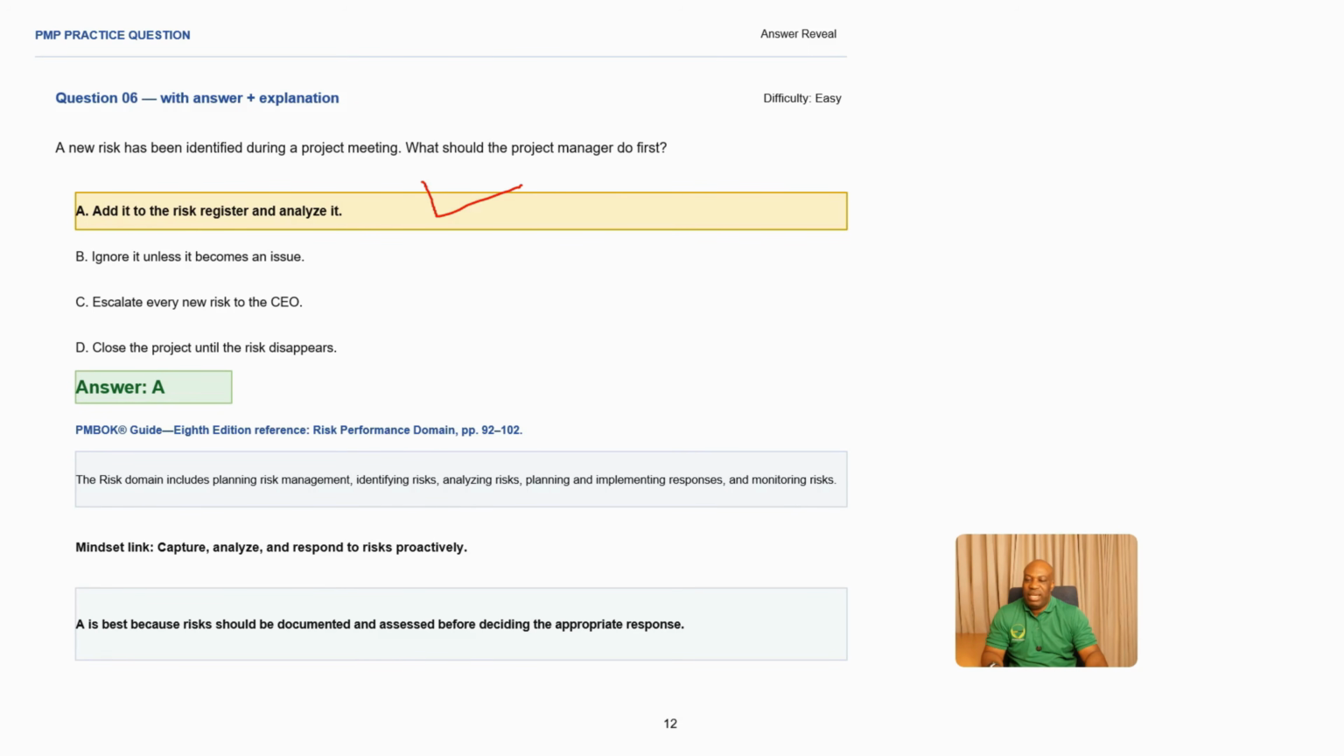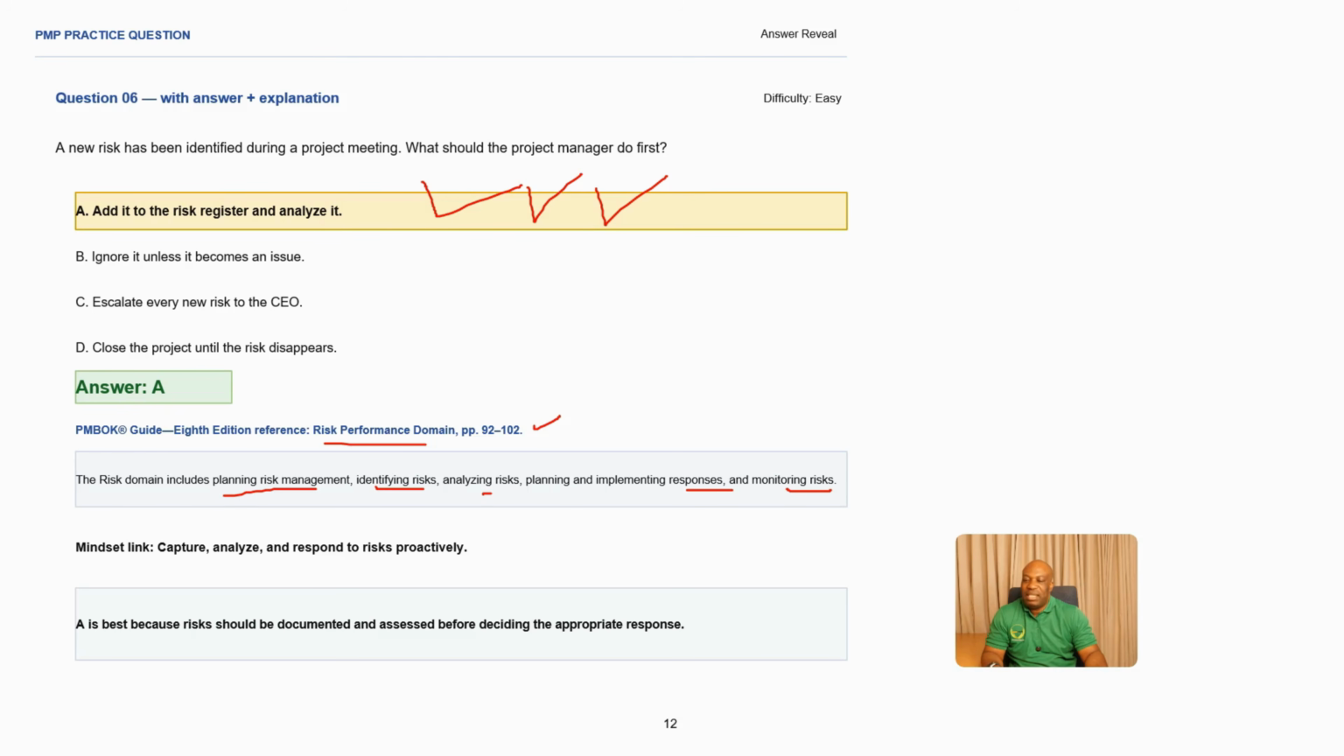So you need to add this to the risk register and then analyze it. So which domain are we talking about? We are talking of risk performance domain, which you can find on the PM book on page 92 to 102. So this risk domain includes also planning risk, identifying them, analyzing them, planning implementation responses, and also monitoring the risks.